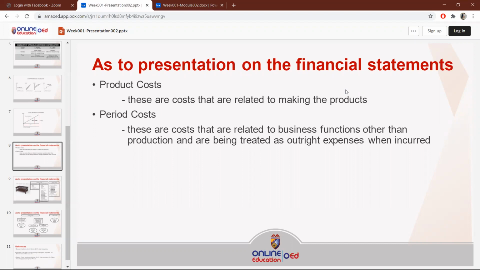Period costs. These are costs that are related to business functions other than production and are treated as outright expense when incurred, like the salary for the admin officer, or expenses for the office building that are not related to production. It's part of the period costs. This is just a brief discussion because it will be the focus of the next few discussions.